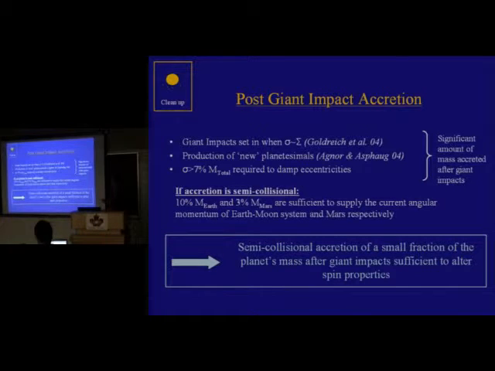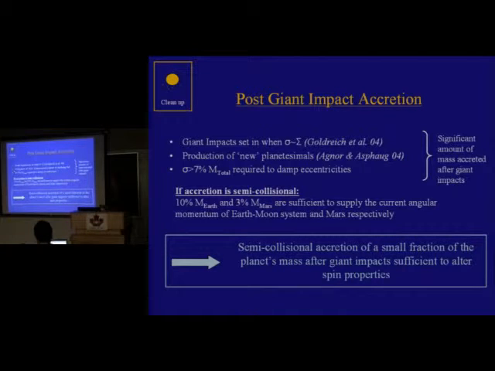And then the final stage of accretion would be this final cleanup after the giant impacts. As I said before, we expect significant amounts of material left because giant impacts set in when there's still a lot of mass left in smaller bodies. Once their surface density is comparable to that of the large bodies, you produce new planetesimals, because in the collisions, even if they're mainly accretional, you still break up and create new smaller particles.